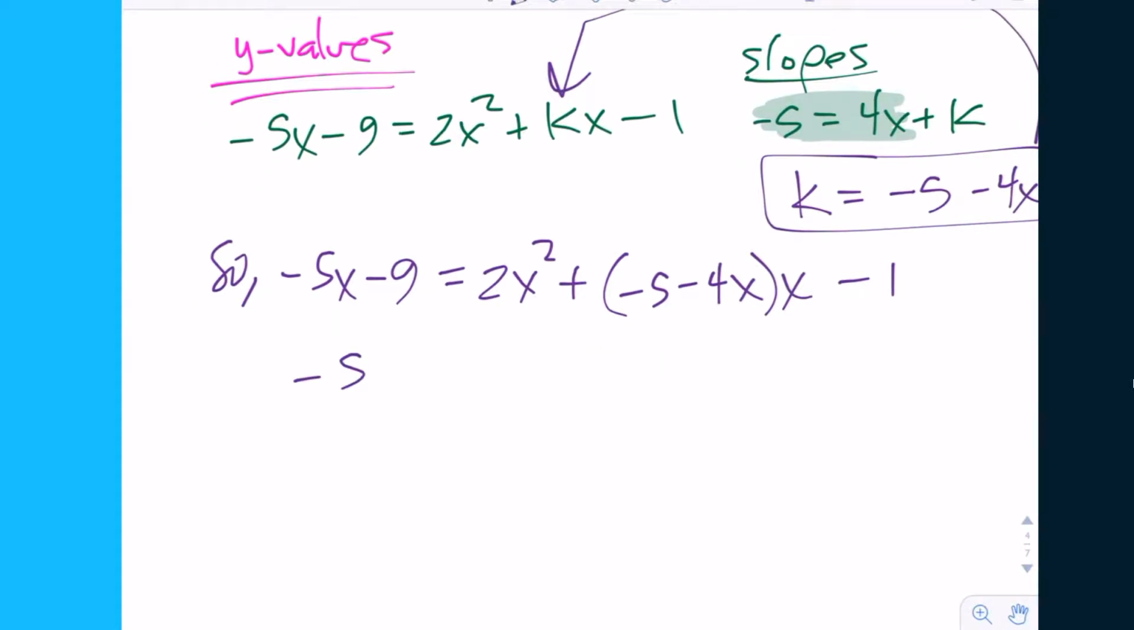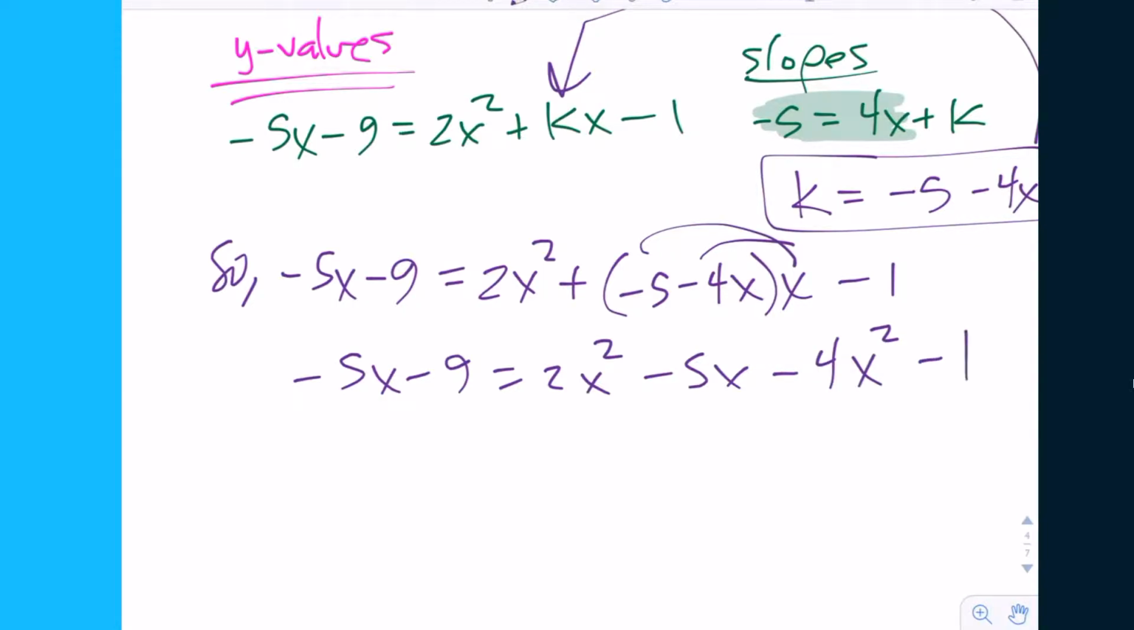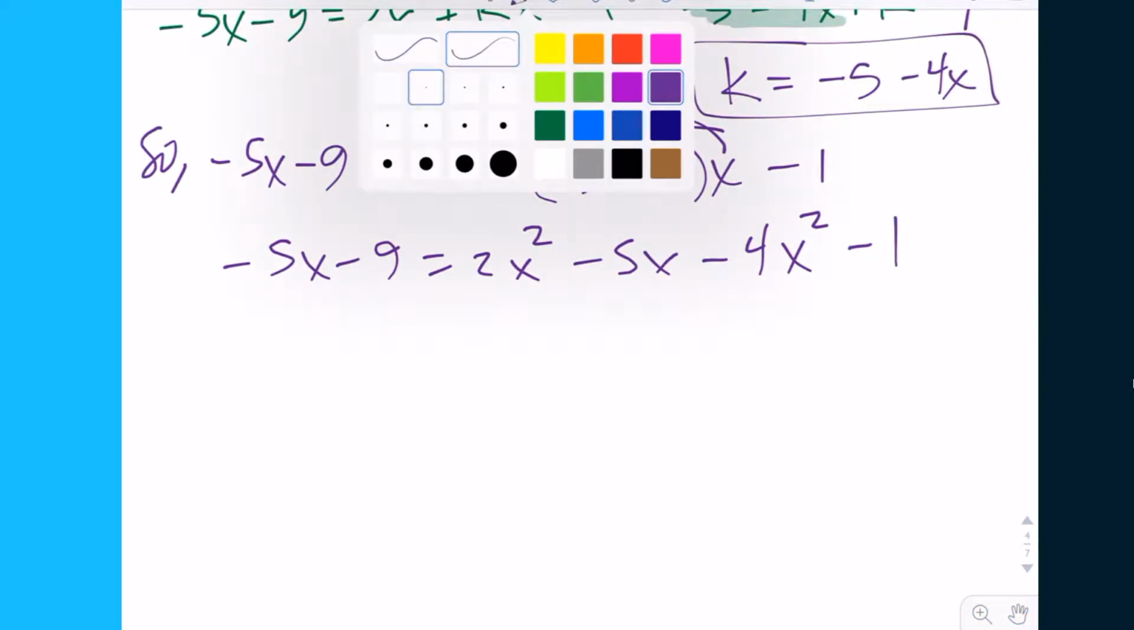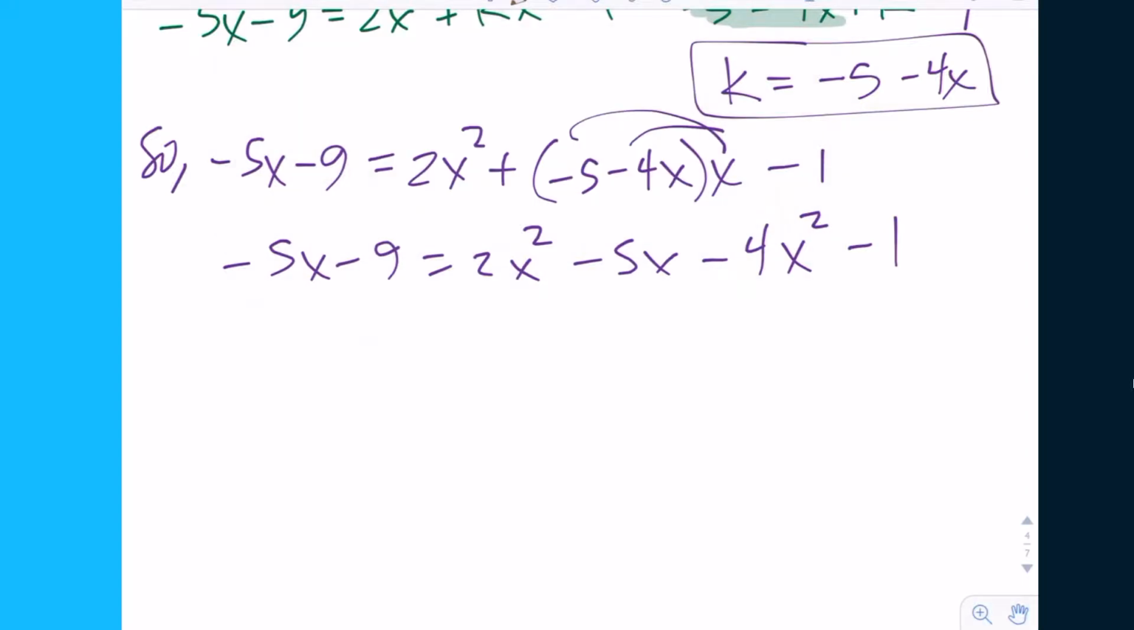So I expand it out. Negative 5x minus 9 equals 2x squared. Distributing the x from the right-hand side. That's kind of fun. Negative 5x. Minus 4x squared. I already made a couple of careless mistakes. And now we have a squared term, a non-squared term, and a constant. So it's algebra 2 all day long. Get everything on one side. Set it equal to 0.